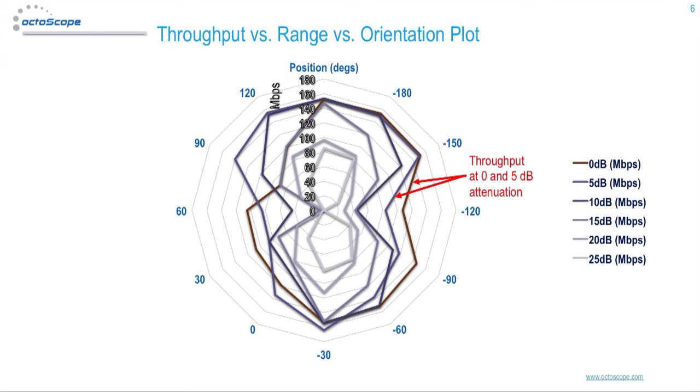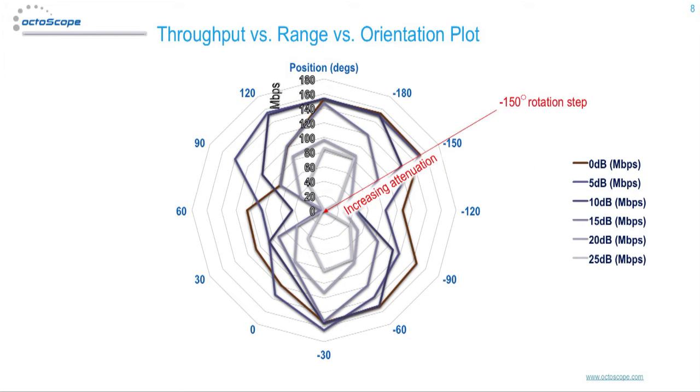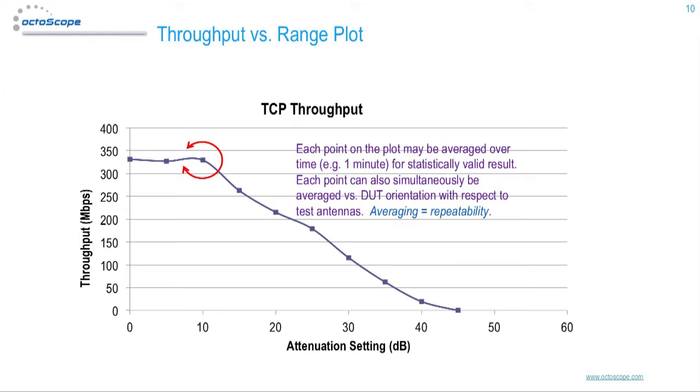These measurements are taken at 5 decibel attenuation steps and 30-degree rotation steps. The script records throughput at each rotation step versus the desired range of attenuation steps. And of course, step sizes and the throughput measurement period are completely programmable. This is an example of a throughput versus range plot.